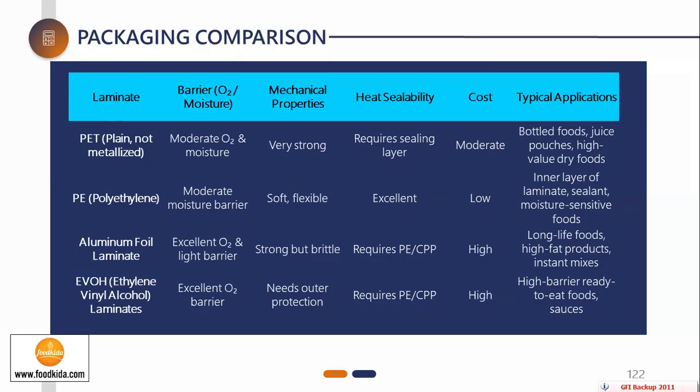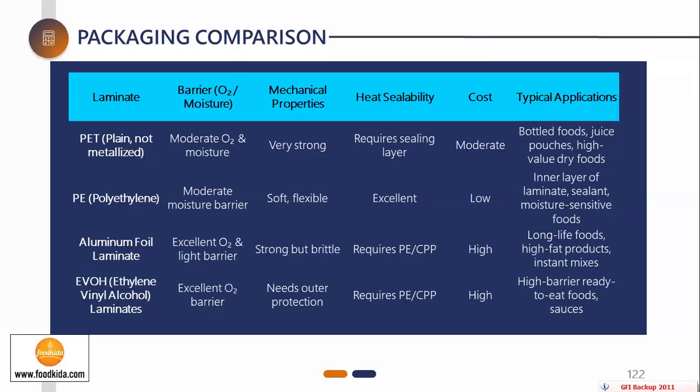Bottled foods, juice pouches, high value dry foods. Then polyethylene is there. It has very excellent sealability. That's why it is used as an inner layer in flexible packaging. But it has a moderate moisture barrier. It has a very low cost, lowest of all.